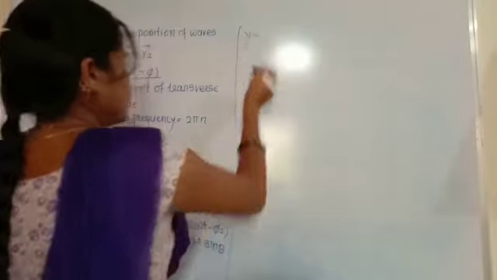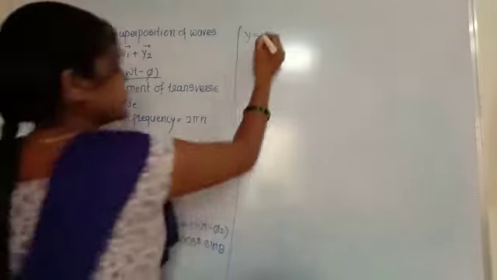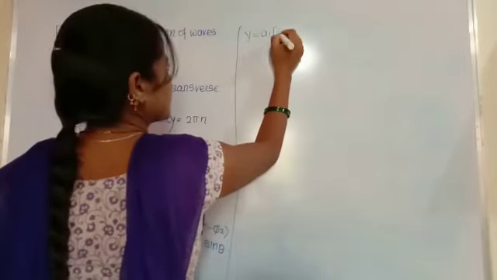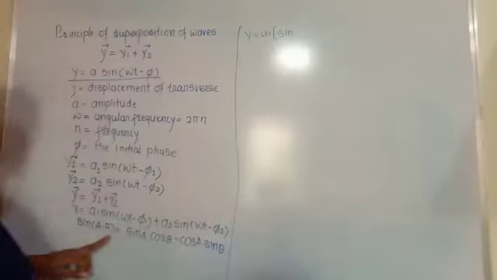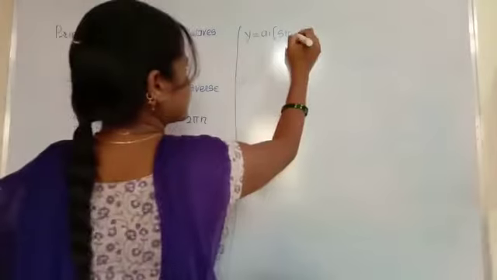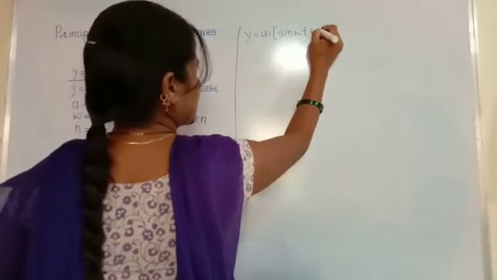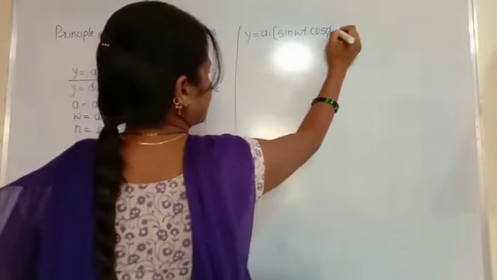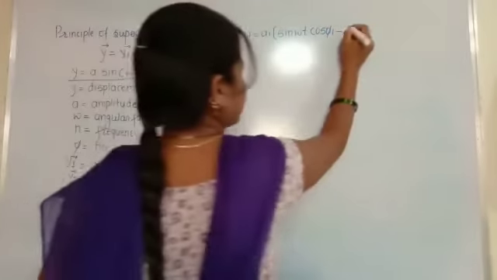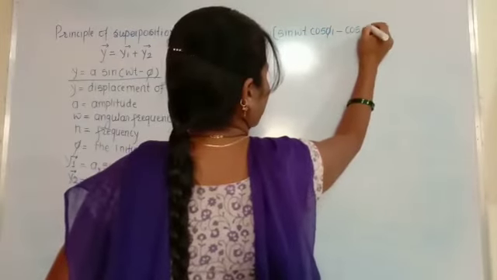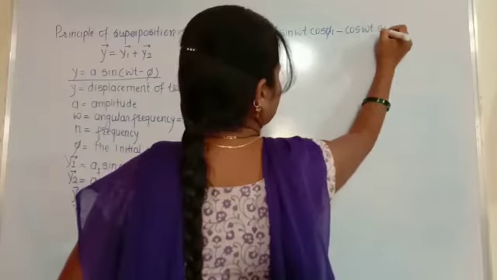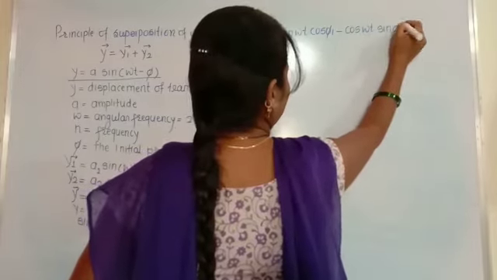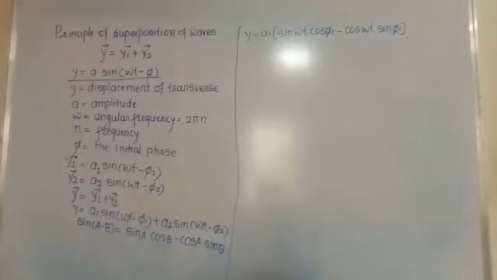y is equal to, first of all, a1 sin(omega t) into cos(phi1) minus cos(omega t) into sin(phi1). This is the first bracket which we solved.